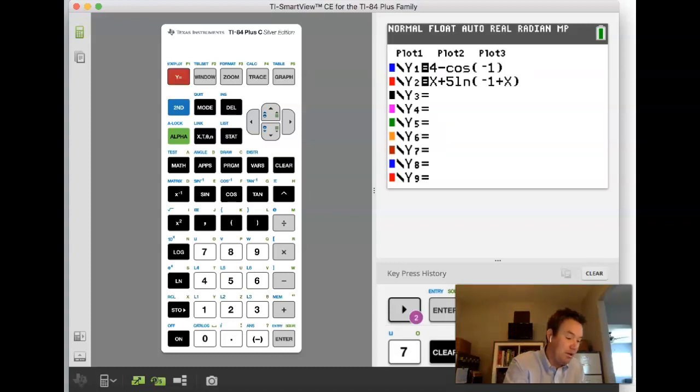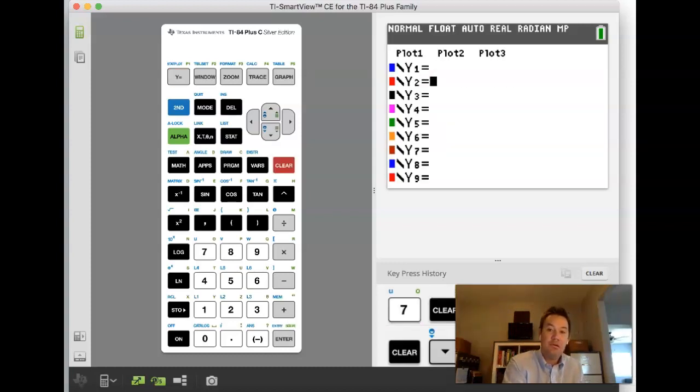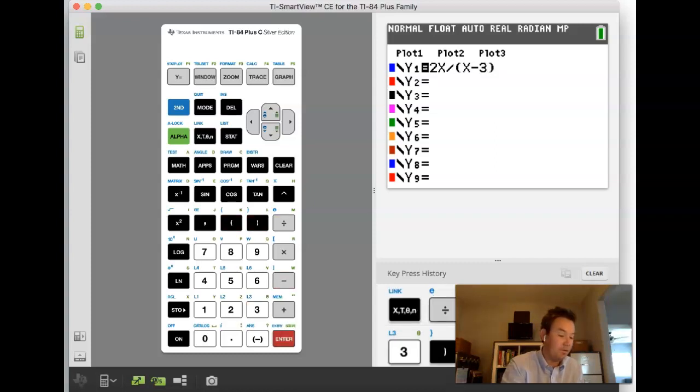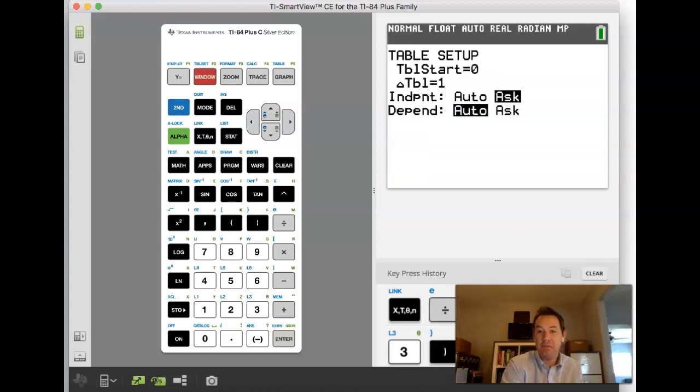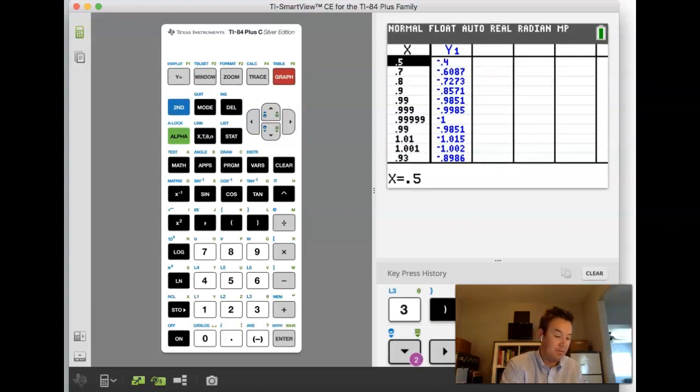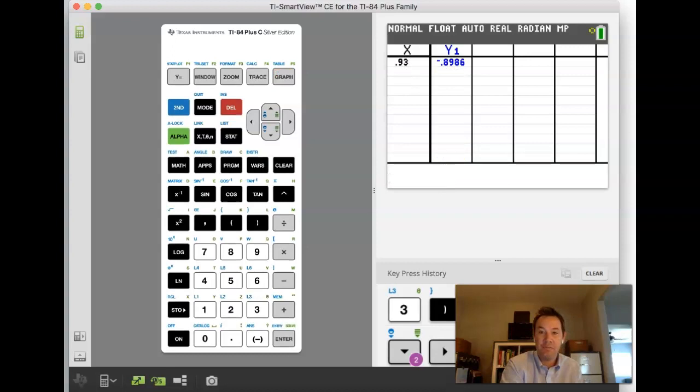So we want to look at 2x over the quantity x minus 3, and we're going to look at it from the left and the right separately. I'm going to make sure my table setup is set so the independent variable is set to ask. And then I'll go second graph to go into my table. This is just old stuff. And we want to approach 3. So let's start from the left of 3.